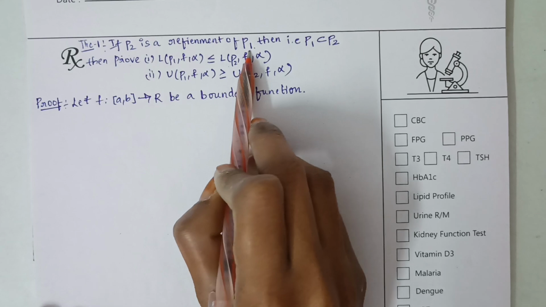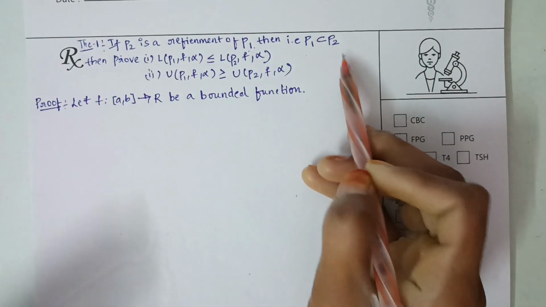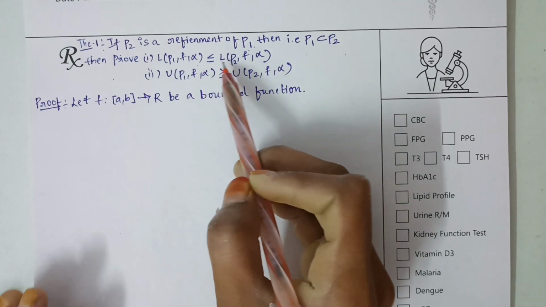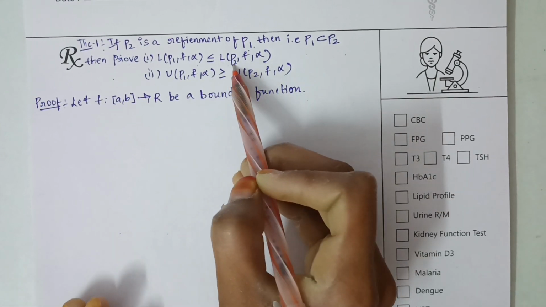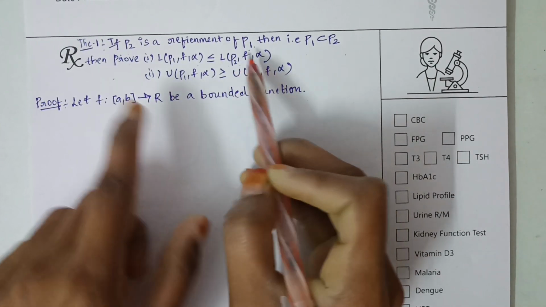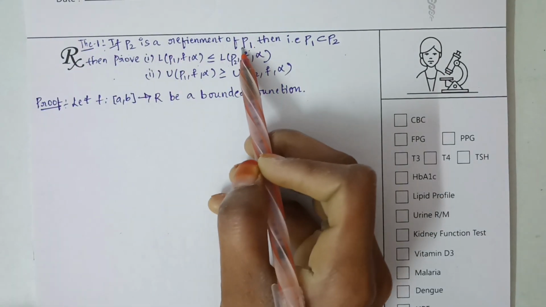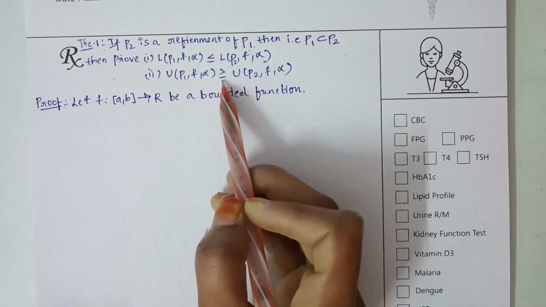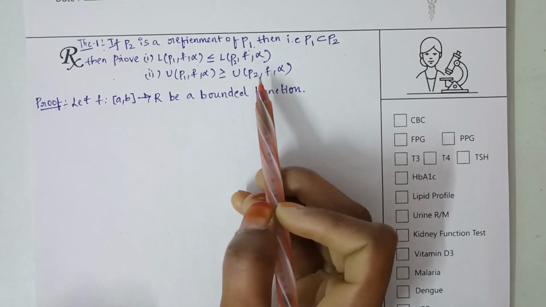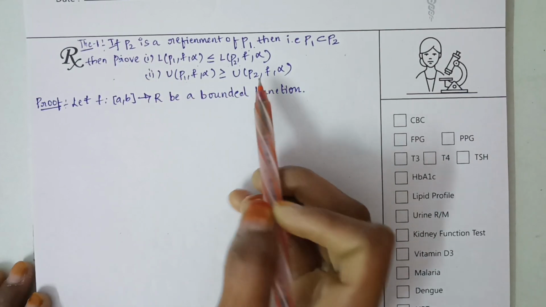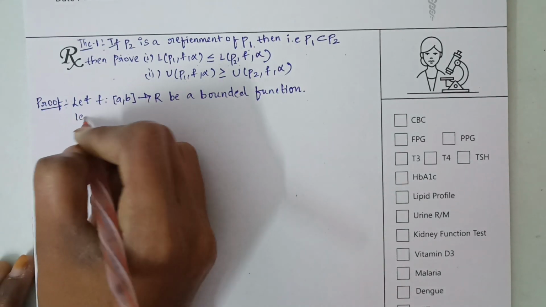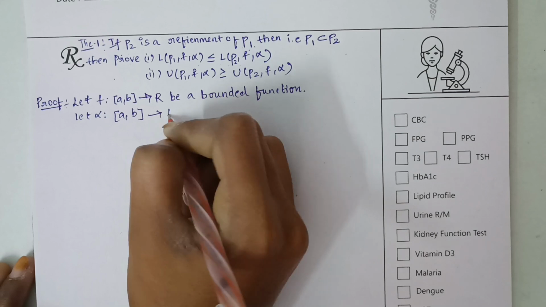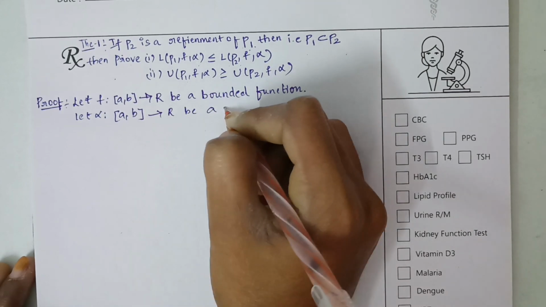This is nothing but P1 is a subset of P2. Then we have to prove the lower RS sum of partition P1 is less than or equal to the lower RS sum of partition P2. These P1 and P2 are nothing but the partitions. And the upper sum of partition P1 is greater than or equal to the upper sum of partition P2. And let alpha mapping A to B tends to R be a monotonically increasing function.